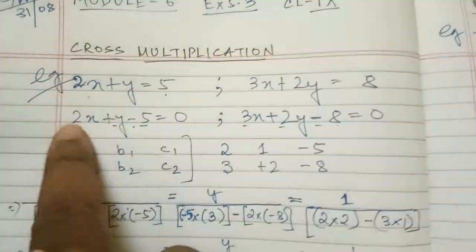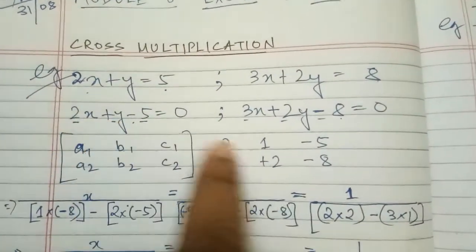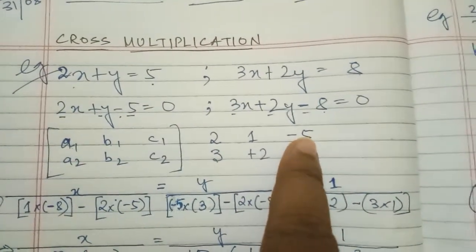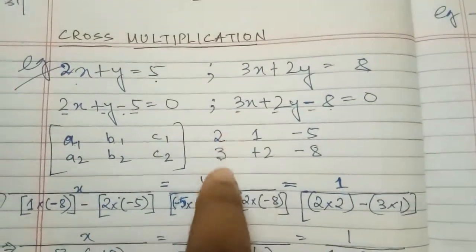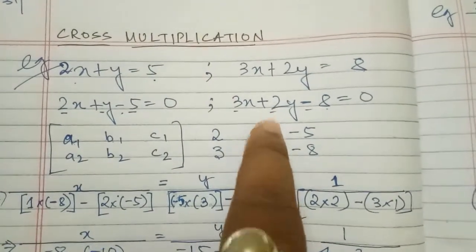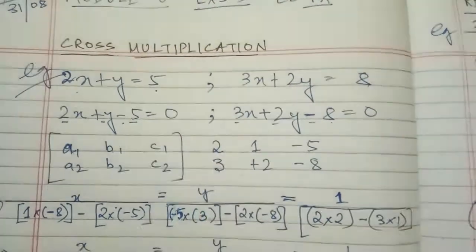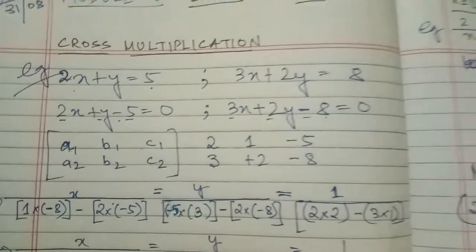Now you can see a1 is 2, b1 nothing is given so it is 1, c1 is given as minus 5. A2 was given 3, b2 is 2, and c2 is given what? Minus 8. In this format you have to write it down.